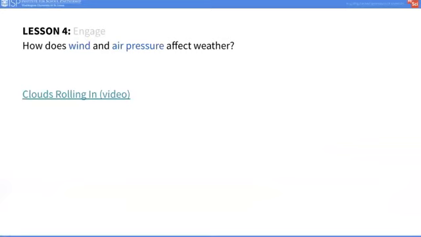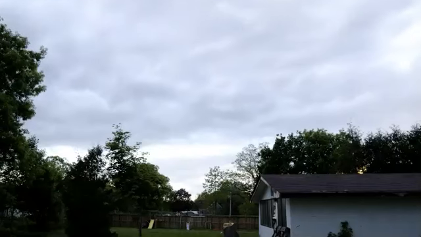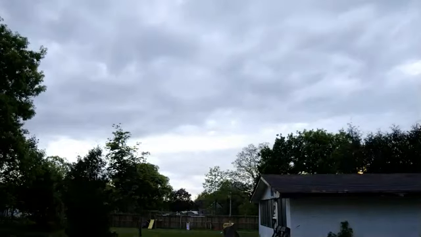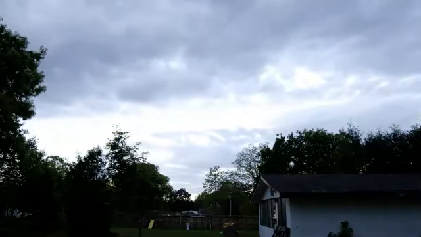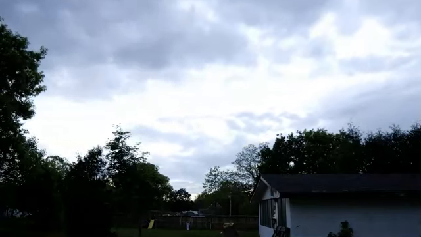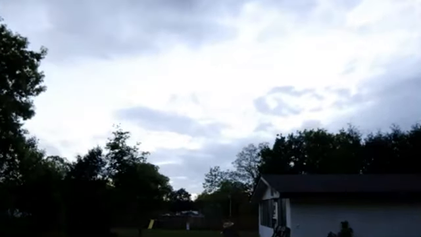In the Engage portion of this lesson, students will observe the motion of the clouds using a video resource. Students may make observations about the direction of cloud movement and the speed of the motion. Wind speed and direction, as well as changes in air pressure, help better explain patterns in weather.